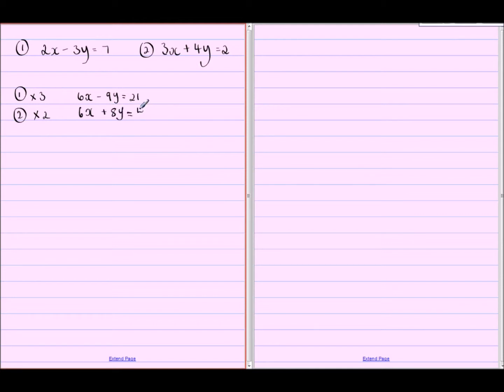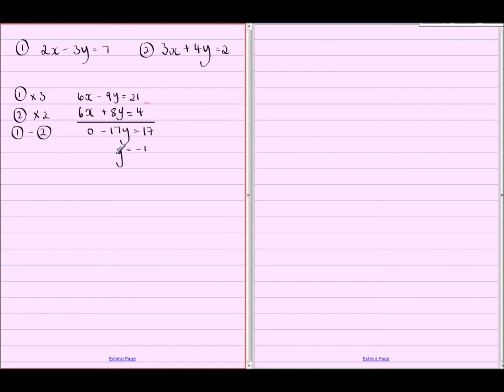And then we can take one from the other to be able to cancel out those x's and leave us only with y terms. Because 6x take away 6x is no lots of x, minus 9y take away 8y is minus 17y, and 21 take away 4 is 17. If we then divide both sides by minus 17, y is minus 1.